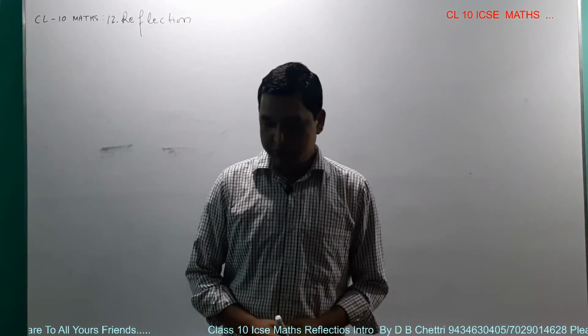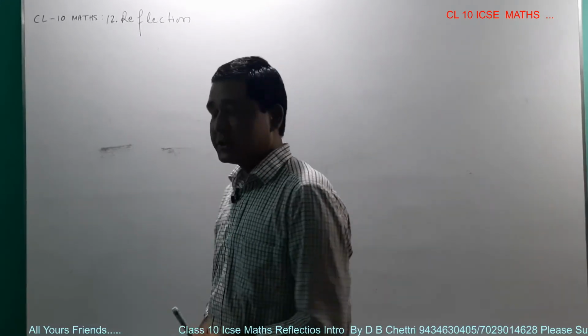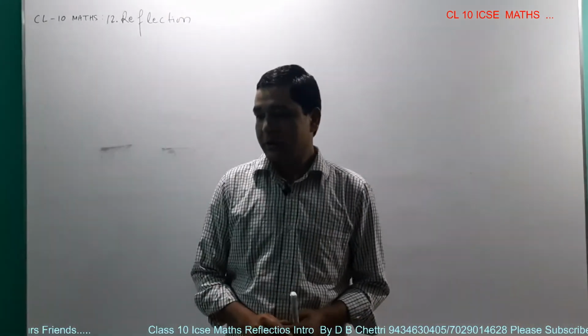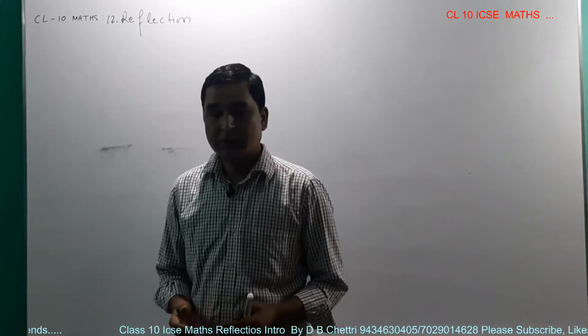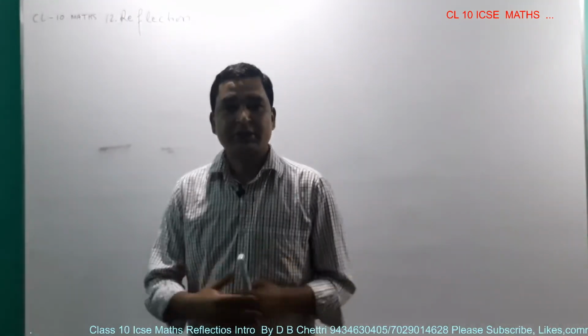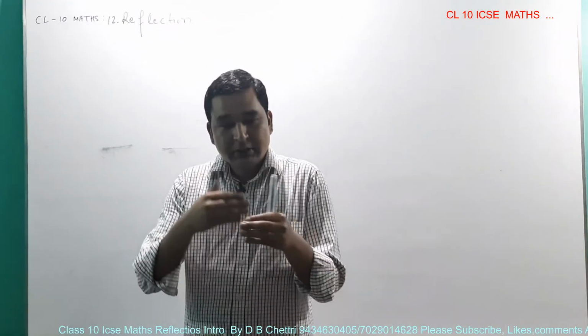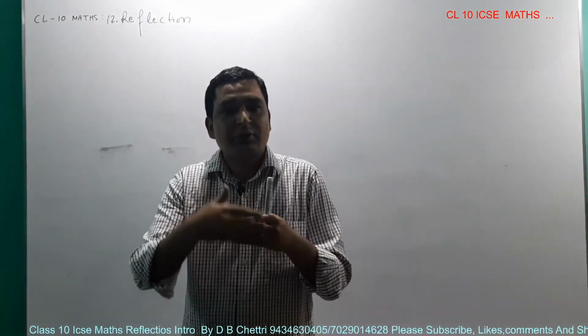Okay, now let me start today. This is reflection. It is a very easy chapter. Reflection means suppose an object is placed in front of a mirror, then at exactly the same distance the image is formed behind the mirror.